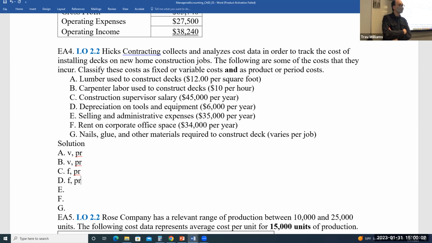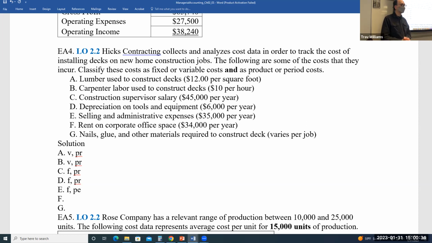Okay, E, selling and administrative expenses, fixed or variable? Yeah, it's kind of vague, isn't it? They didn't really tell us what kind of selling and administrative expenses. Oh, but it does say 35,000 per year. So we know it's fixed. And then product or period? That would be period.